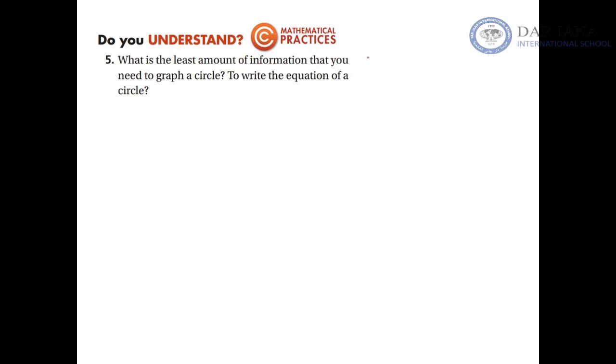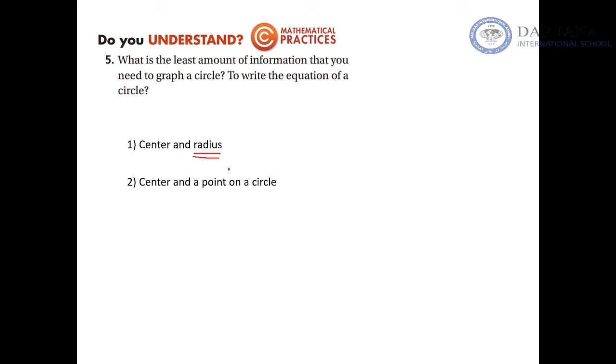So first of all, I need a center and a radius. If I know where the center is and how much the radius is, I can find the equation, which means I can graph it. Now, if I don't have the radius, I need another point that is on the circle. So I need the center. Where is the initial point where all the points of the circumference are equidistant from? And a point on the circle.